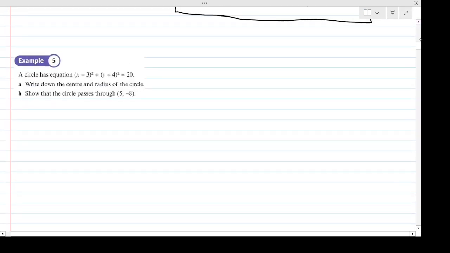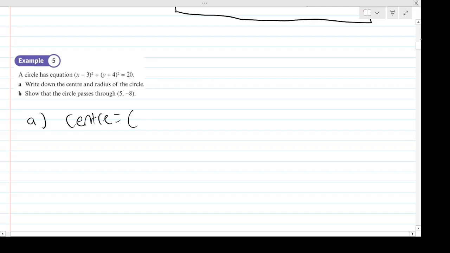A circle has equation x minus 3 squared plus y plus 4 squared is 20. Part A says write down the centre and the radius of the circle. Okay, so we don't need to do much here because it says write down. So there's not really much maths or steps involved in this. So centre then, we should be able to just write down the answer.